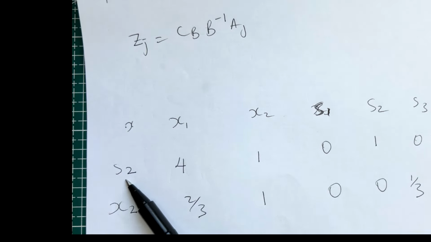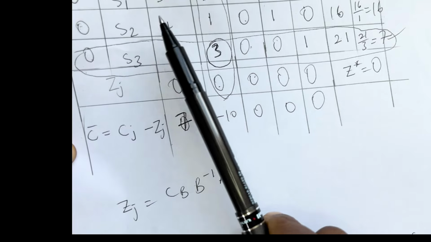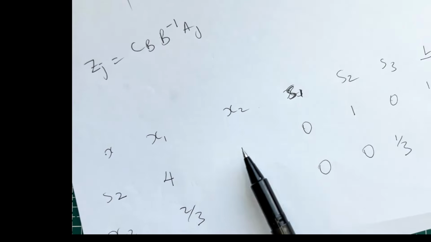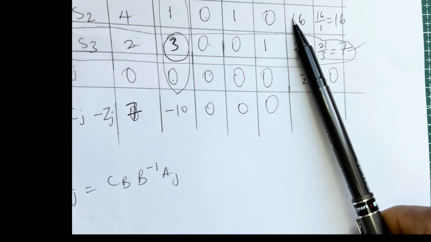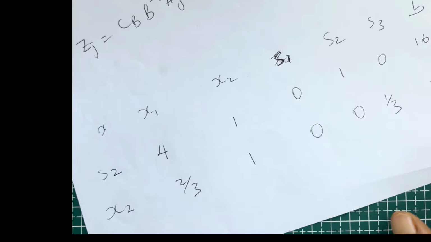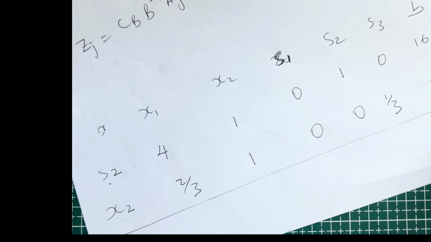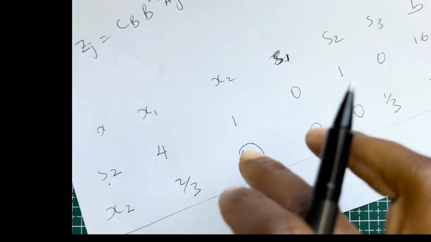For this x2, remember we have x2 here from our old table, which is 4, 1, 0, 1, 0. Therefore, we have 4, 1, 0, 1, 0, and also we have 16 here. To find the new value here for x2, because we're looking for the value for x2, remember, this is our key element or pivot element.